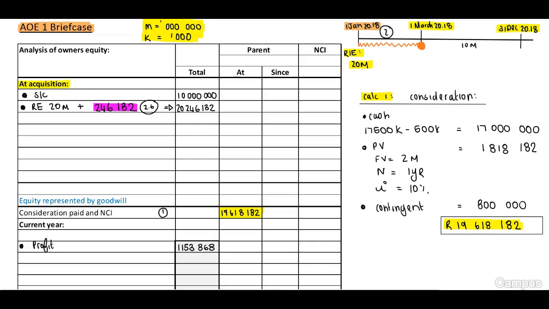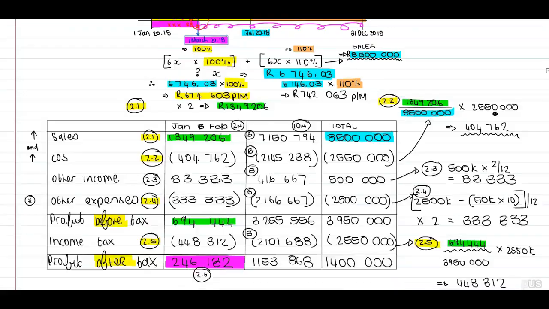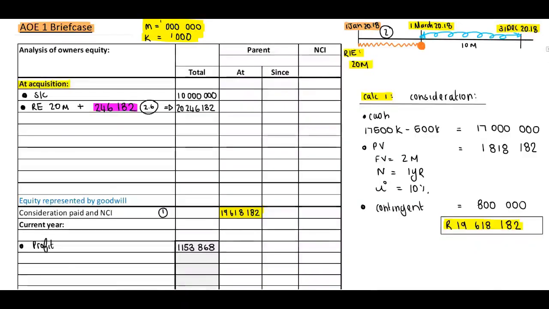Now, as you are busy with this, my recommendation, include for the last 10 months period as well, the profit. When you look at your timeline, guys, include this. Again, calculation 2, look at your table. This will be the 1,153,868. Indicate to your marker, this is calculation 2.7, and transfer this amount to your analysis of owner's equity, 1,153,868, and this is your calculation 2.7.